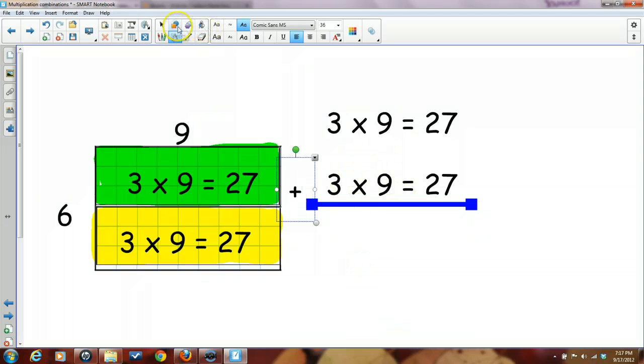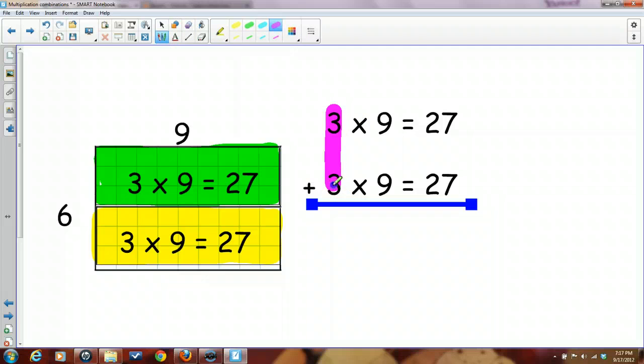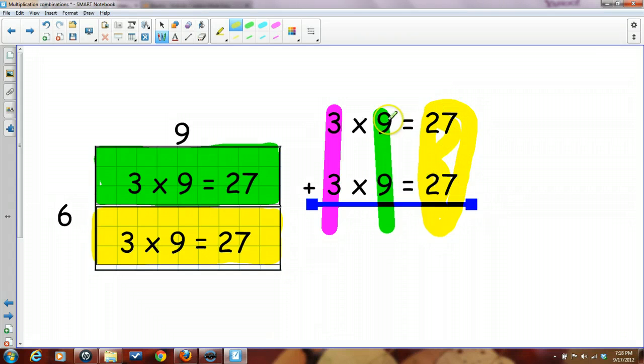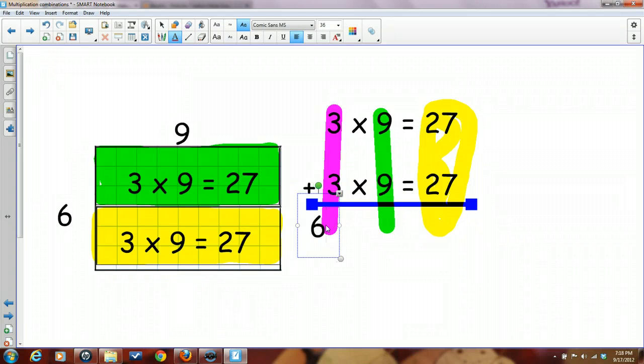So I am adding 3 times 9 plus 3 times 9. Well, notice that the 3 I broke down, the 9 stayed the same, so then I add the 27s. So now notice, the 9 stayed the same, so I've got my 3 and my 3. That's going to give me 6 times 9, because it's still groups of 9, and that's going to equal 54.